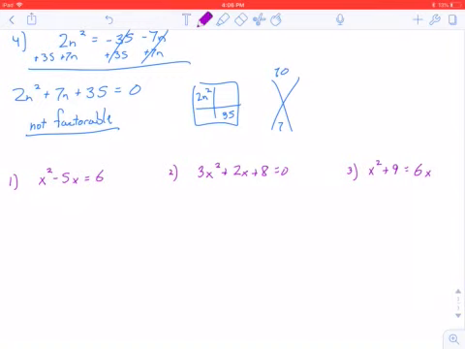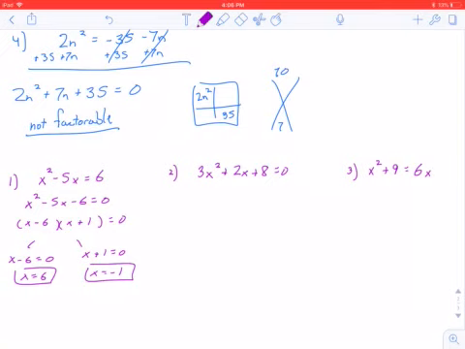All right, hopefully you've given these 3 a go. Let's see if our answers align. I put this into standard form. I factor. 2 numbers that multiply to get -6 but add to get -5 are -6 and +1. I set each factor equal to 0, and I solve for x. So our 2 answers are 6 and -1.